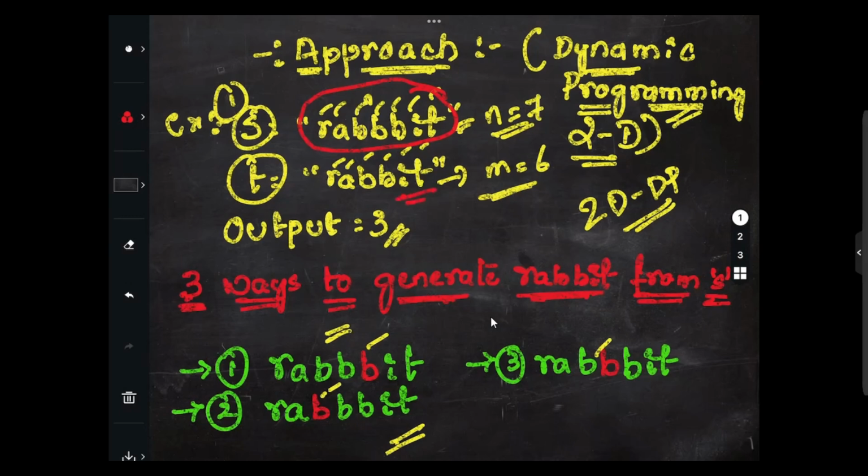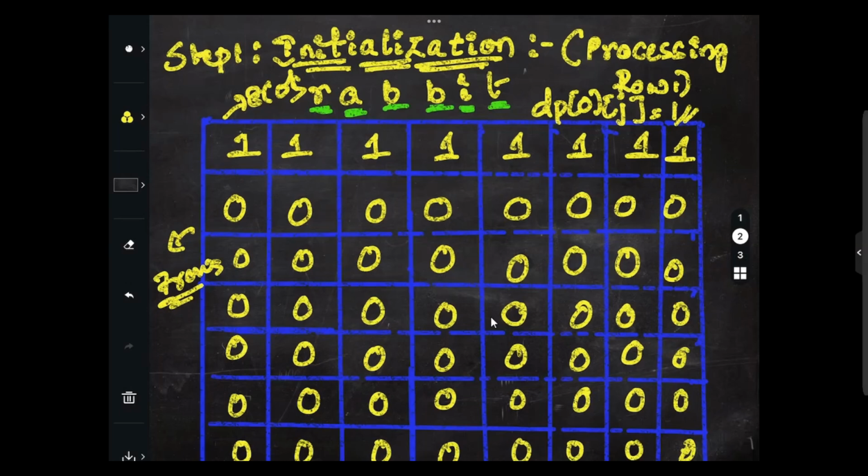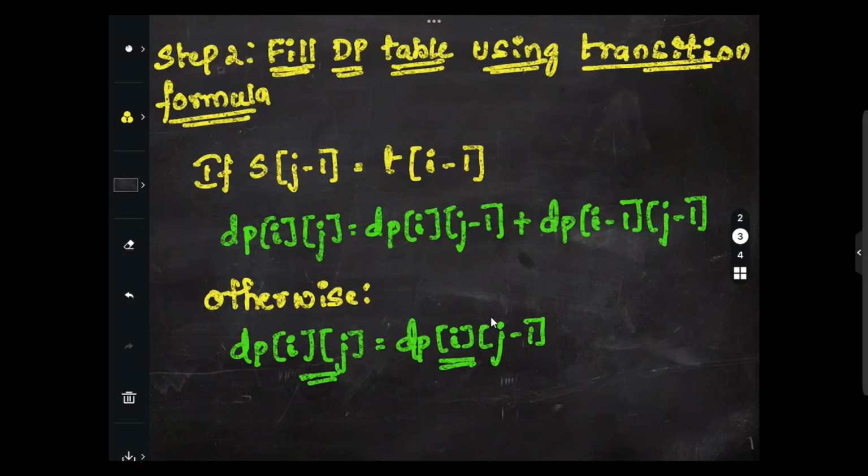Here we have m equals 6 and n equals 7, right? We have to go with 7 columns and 6 rows, but we are going with 7 rows and 8 columns. We are using m plus 1 and n plus 1 for easy computation for the array. Just remember this: 8 columns and 7 rows, with plus 1 added. So here this is fine.